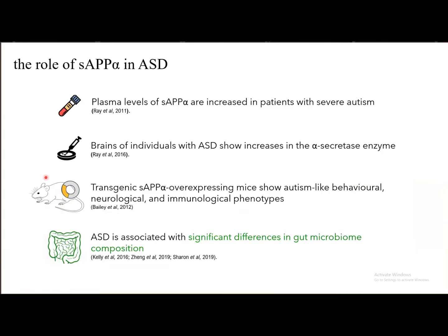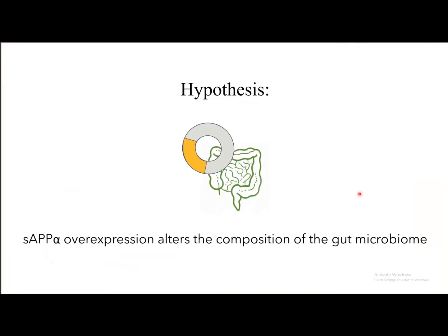And then my fourth point there is just to call back to that other slide. We know that ASD is associated with significant differences in gut microbiome composition. Does the same happen in the SAPP alpha mouse model? That is my research question. So we know that the SAPP alpha model correlates with autism in humans on a variety of different points. Does it correlate in this particular point as well? So my hypothesis was that SAPP alpha overexpression would alter the composition of the gut microbiome.